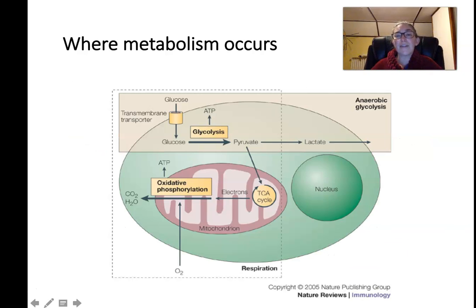All right, so far we talked about glycolysis happening in the cytosol, the cytoplasm of the cell. So we take glucose up through the glucose transporter into the cytoplasm, and glycolysis occurs right there in the cytoplasm.